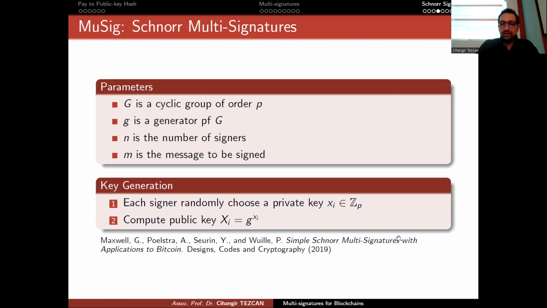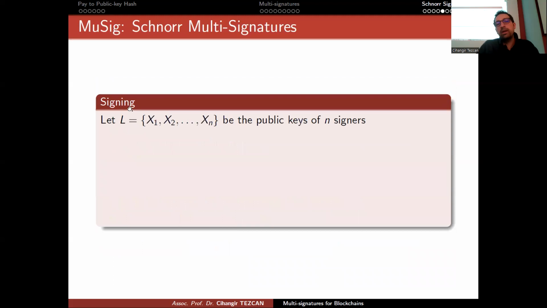So this technique is provided in this paper, published in 2019. You can check the security of this technique there, okay? But I will just move on to only the key generation, signing, and verification, okay? I won't talk about the security much. So if you're interested, you can read it. So key generation is as simple as that. Everybody randomly chooses their private key and computes their public key. Now, when we are going to sign with N people, we keep our public keys in a set L. So L be the public keys of N signers.